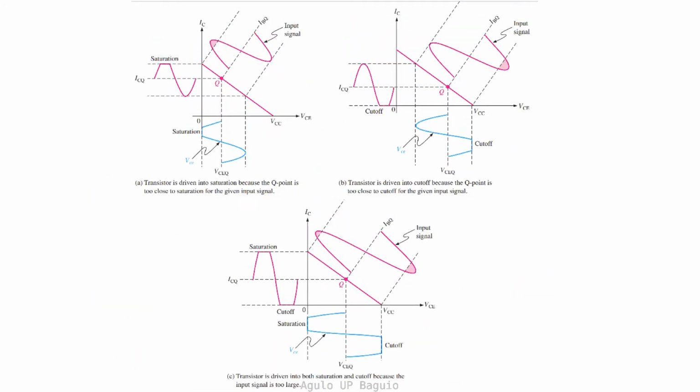These figures depict what happens if the Q point is not selected correctly. If the Q point is closer to VCE equals 0, then the amplified signal is in saturation. If the Q point is closer to VCE equals VCC, then the amplified signal is in cutoff. Finally, even if the Q point is optimal, but the input signal is too large, then the transistor is driven into both saturation and cutoff.